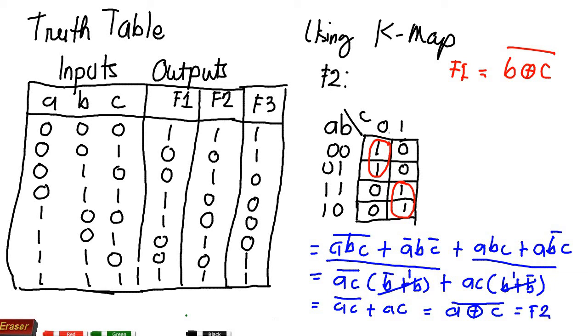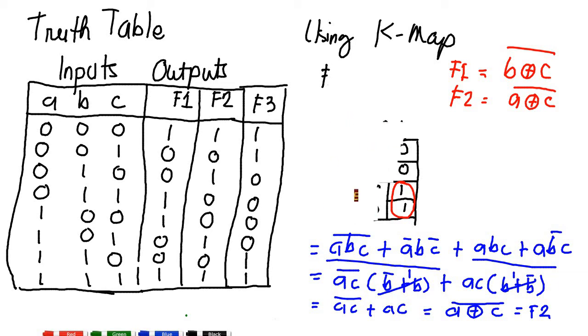Again, so that you will not forget, we're going to write the equation of your F2 on top. So F2 here is equivalent to A XNOR C. That's the equation of your F2. Next we're going to find the equation of your F3. So we're just going to erase this one.